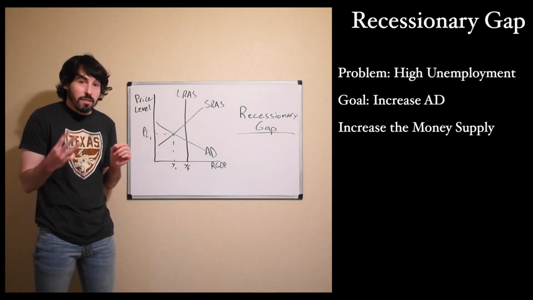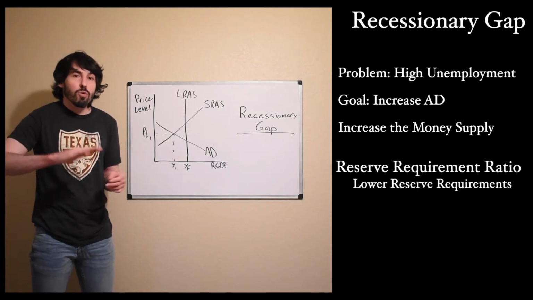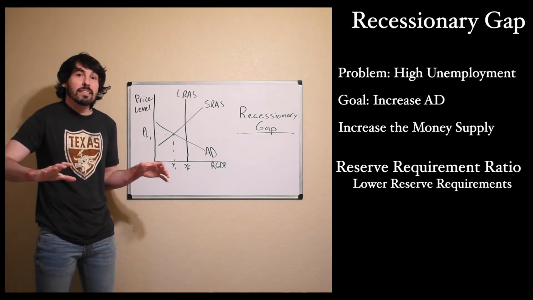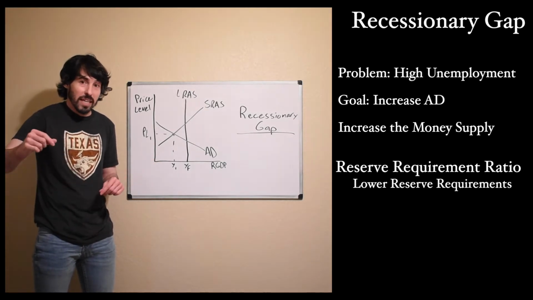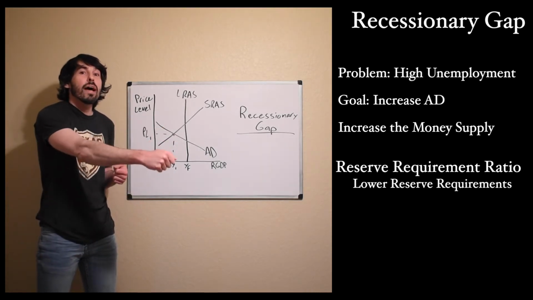All right, so the way that we fix this, we've got three tools again. We've got our reserve requirement ratio. The Federal Reserve can lower the reserve requirement ratio. That means that commercial banks that have to hold on to a percentage of demand deposits, the money in their checking accounts, is lower. That means they can loan out more money.